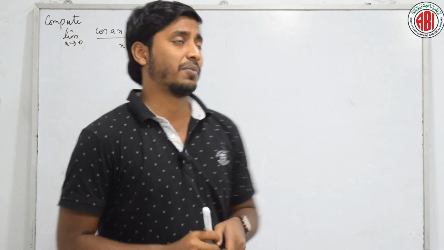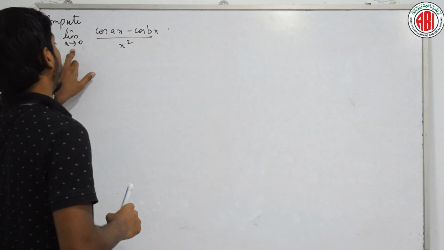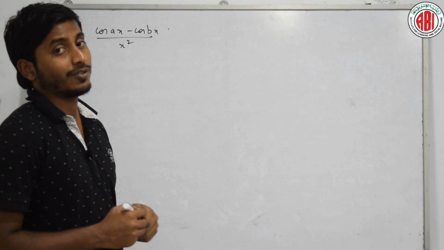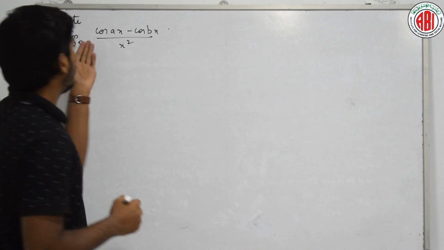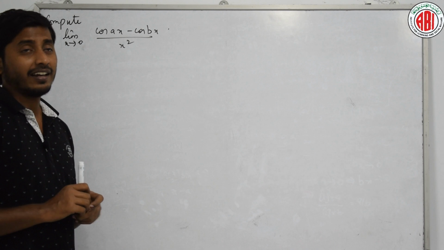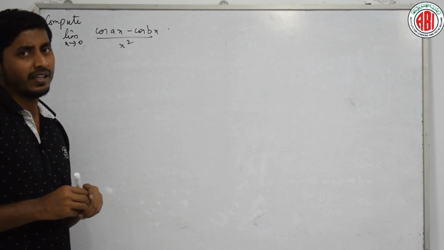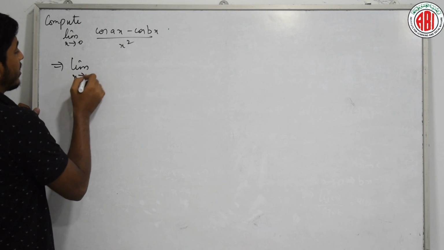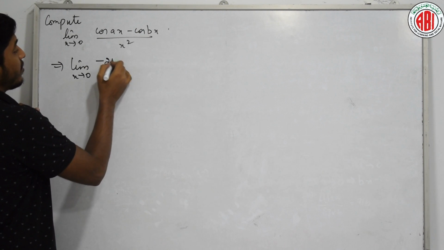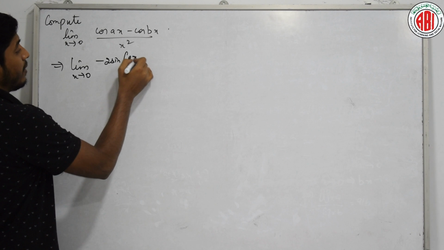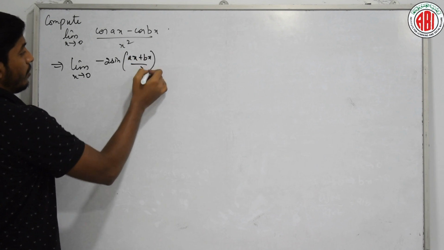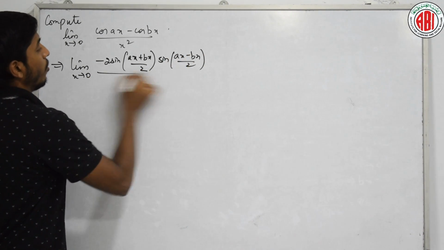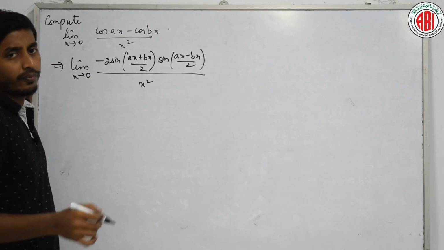Fine. Let us see one more problem here, he is asking us to compute the value of the limit x tends to 0 of cos Ax minus cos Bx by x square. How to do it? Do I have any formula? We can directly write it as cos C minus cos D, right? Now see here, limit x tends to 0, cos C minus cos D is minus 2 sin C plus D by 2 sin C minus D by 2, the whole divided by x square, right?